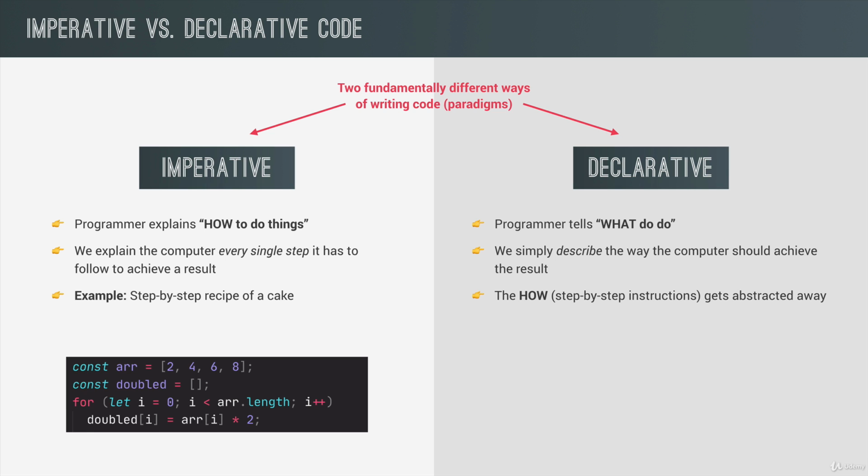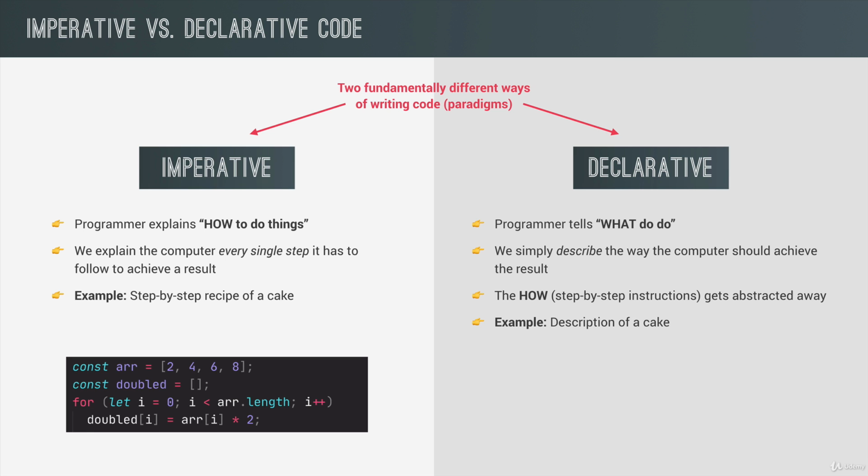Going back to our cake example, the declarative way of instructing someone to bake the cake would be to simply describe that cake to the person, and then the person would have to come up with the step-by-step recipe on their own. So simply describing the task and the result that should be achieved is the declarative way of doing it. All right.